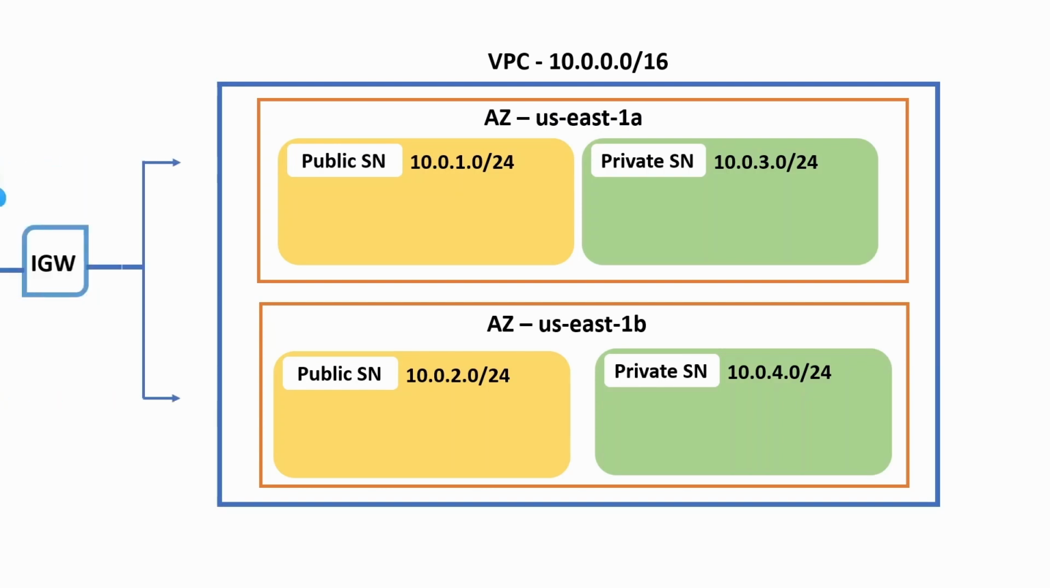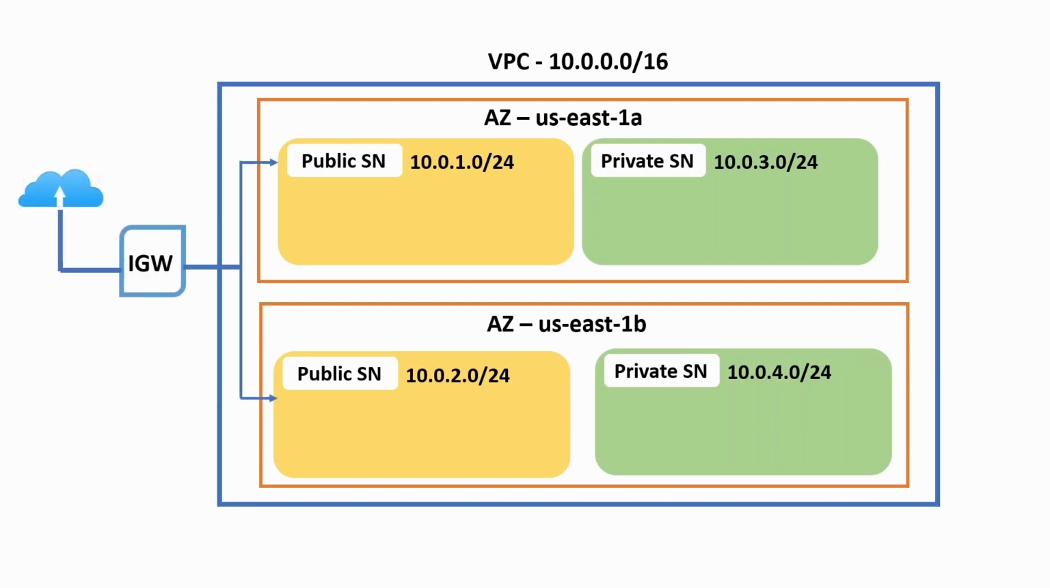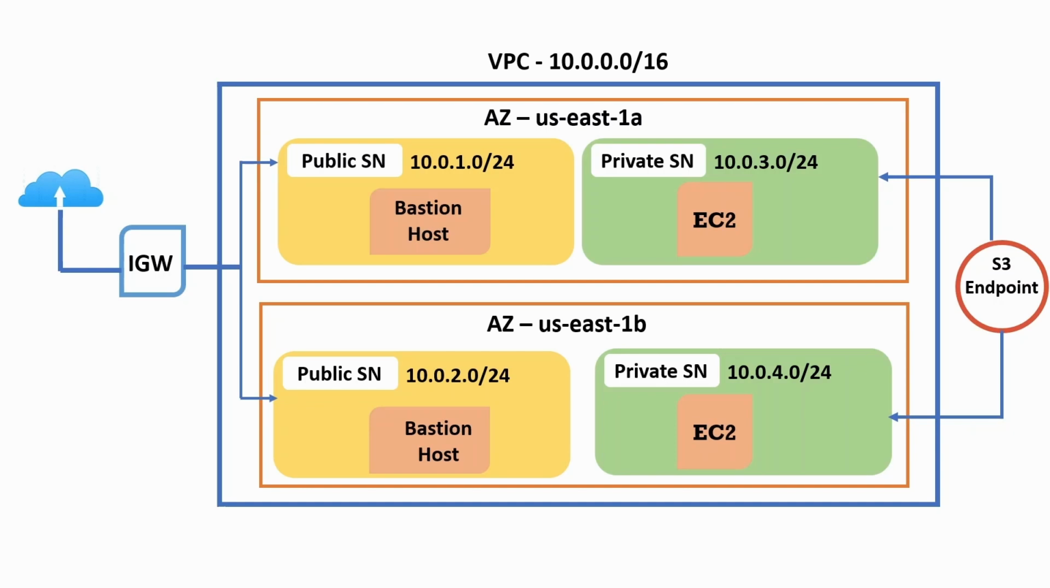Next, we'll attach an internet gateway to our VPC for internet connectivity. After that, we need to create a VPC S3 endpoint and attach it to the private subnets. And to check the connectivity, such as accessing the S3 data, we have to launch an EC2 instance in the private subnets. But for accessing these private instances, we'll have to launch a bastion host in our public subnets. So this is a very simple architecture diagram that I've created. Let's see how we can solve this challenge.